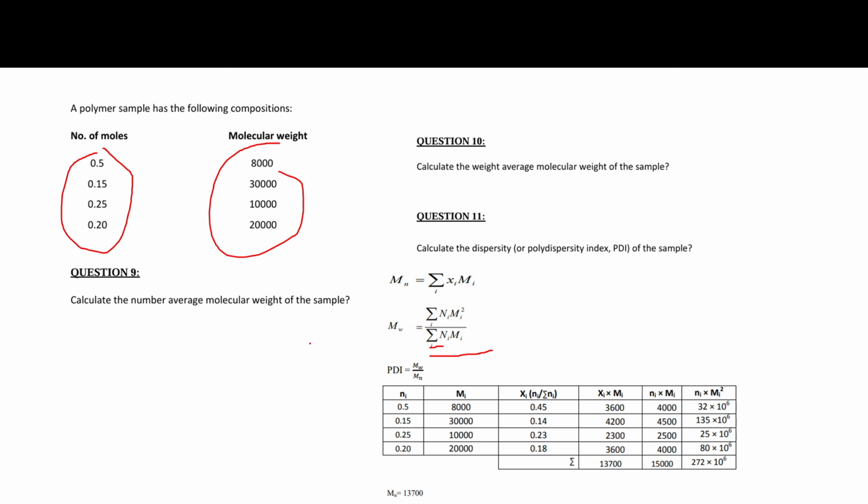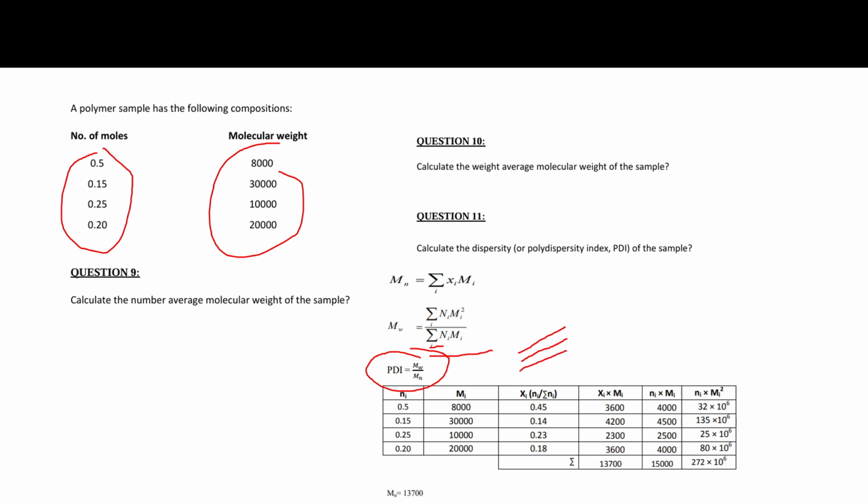And someone may ask how its PDI will be. So PDI is nothing but the ratio of the weight average molecular weight divided by the number average molecular weight. From there we can calculate the PDI. And if the PDI is 1, that suggests every polymer chain has a similar chain length, so your weight average molecular weight and number average molecular weight should be the same.